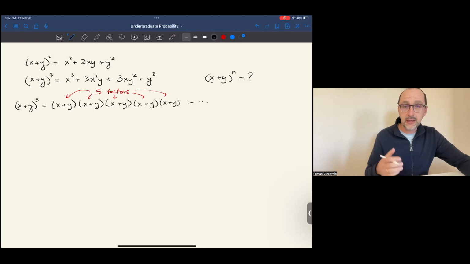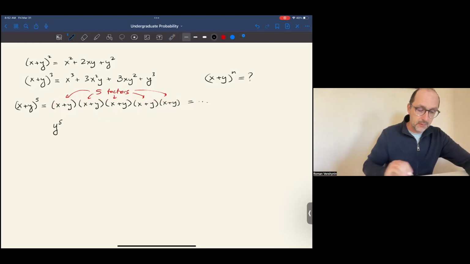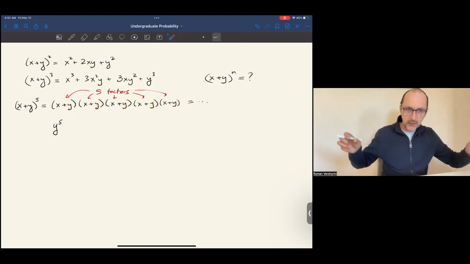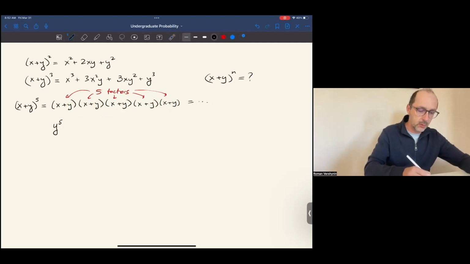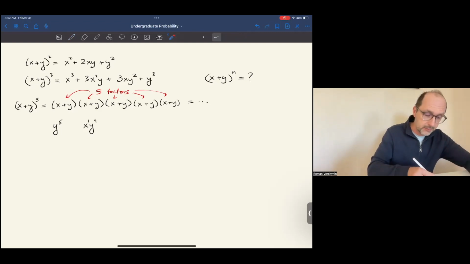What terms can appear if we expand this expression? The term y to the 5 will appear, if you multiply y by y by y by y by y. So in the expansion, this term y to the 5th power will appear. What else can appear? x to the power of 1, y to the power of 4 will also appear if, for instance, you multiply x by y by y by y by y.